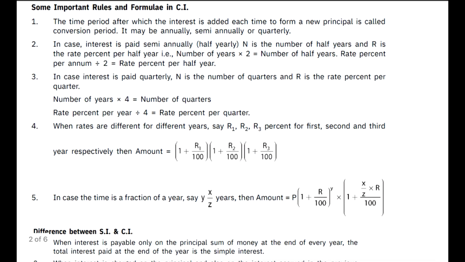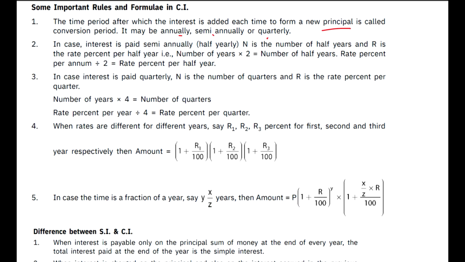Now a few important rules to be kept in mind: the time period after which the interest is added each time will form a new principal. So in compound interest, each conversion period has a different principal value, and it can be calculated annually, semi-annually as well as quarterly.